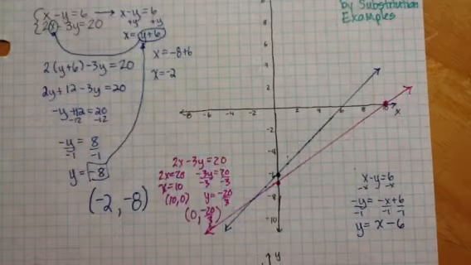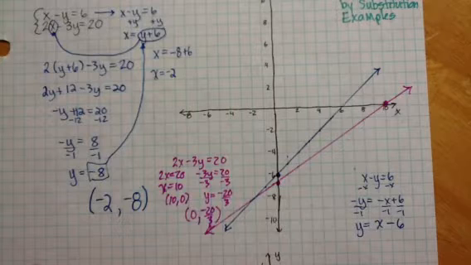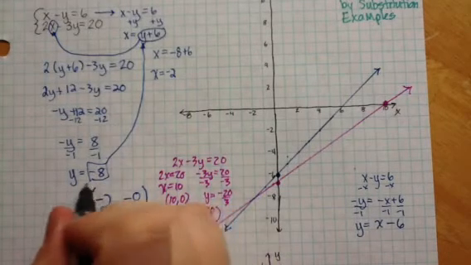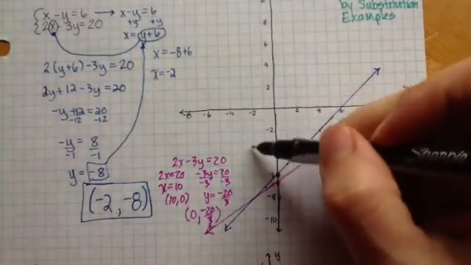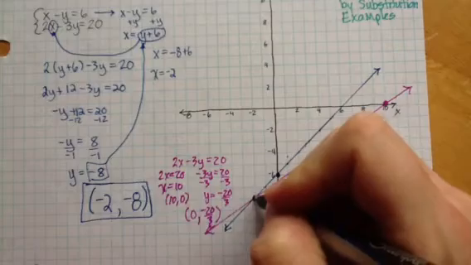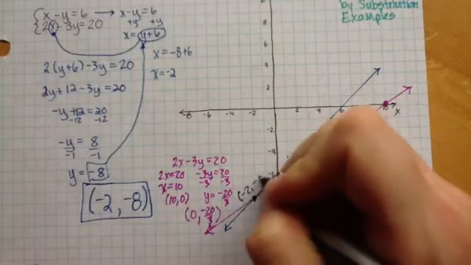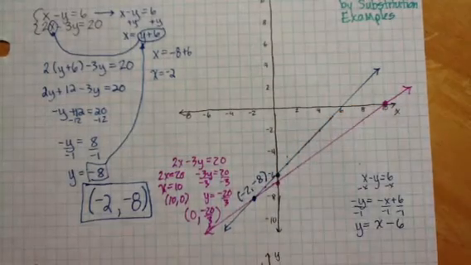And when I look at where those two lines cross compared to my solution of -2, -8, I can see that at -2, -8, right here, my two lines cross. And that is the solution to that system.